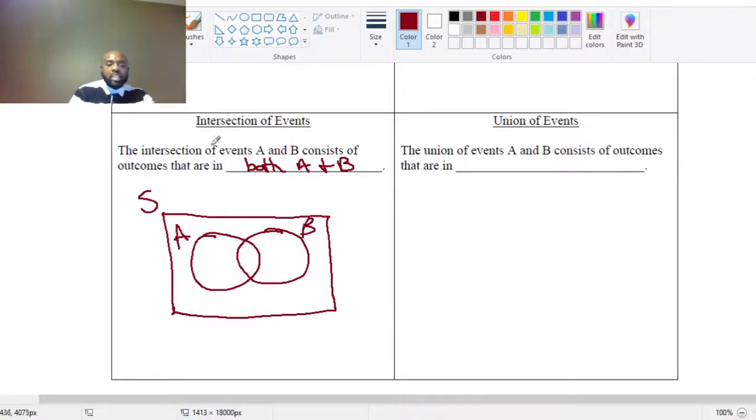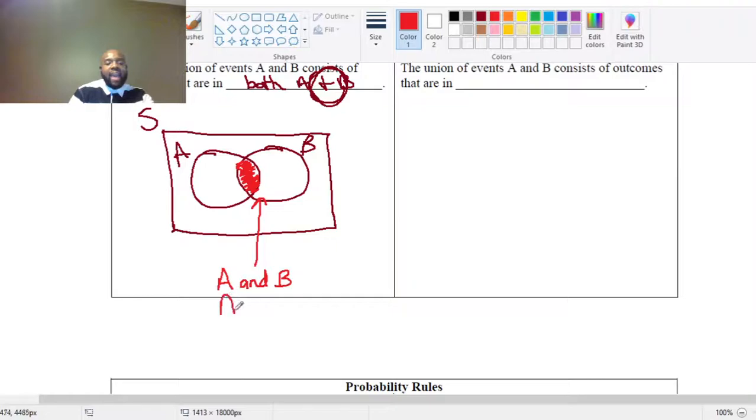Now the intersection, a key word for intersection is the fact that it has to be in both A and B, the word and, all right? And so you have to be in event A and B, you get this little piece here that's the overlap, right? So any events there is in the intersection. And the notation that we use, if we don't use the A and B, we actually use the notation A with the intersect symbol with B, all right?